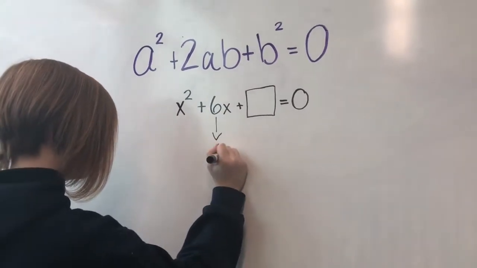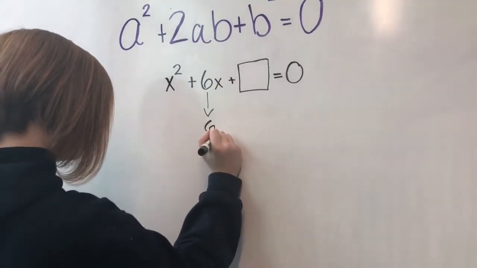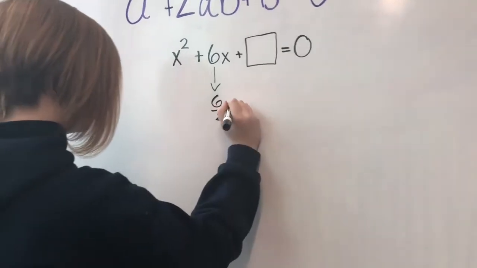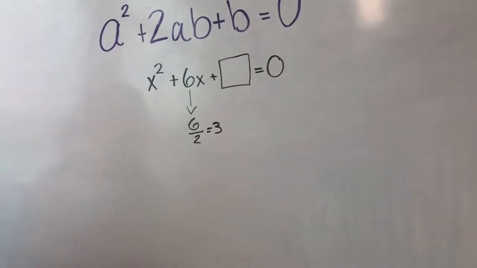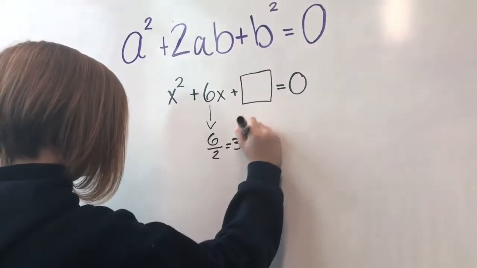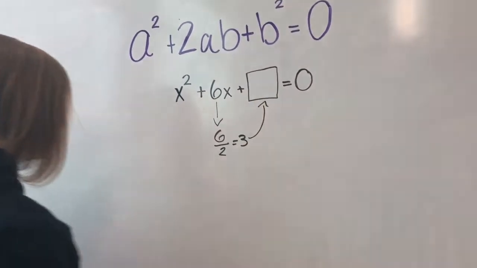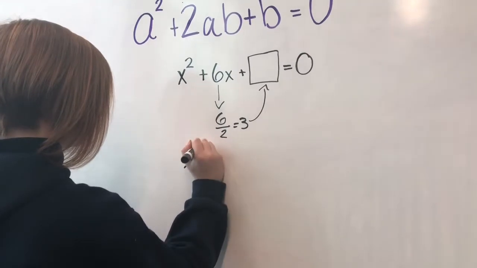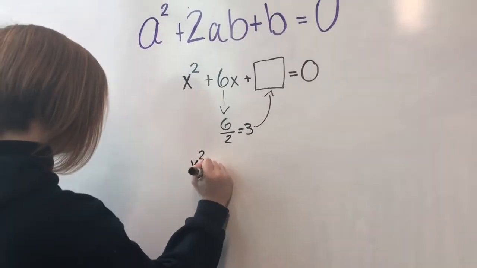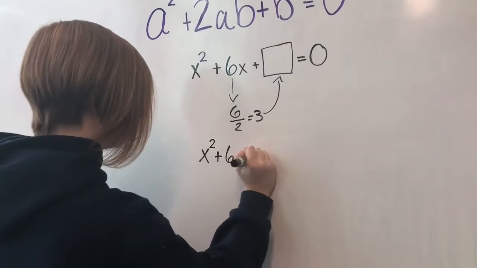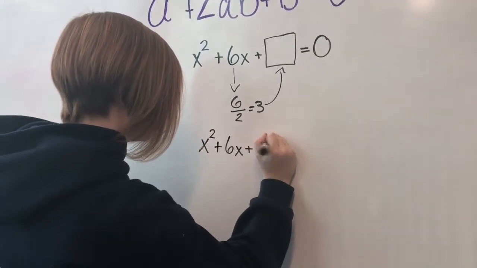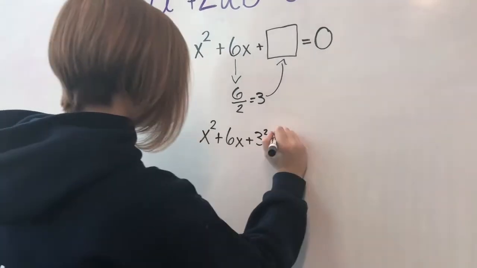In order to find b, we're going to take 6 divided by 2, which equals 3. And we're going to plug that back into where our box is. Now we are going to rewrite our equation with the new information we just got. So we have x squared plus 6x plus 3 squared equals 0.